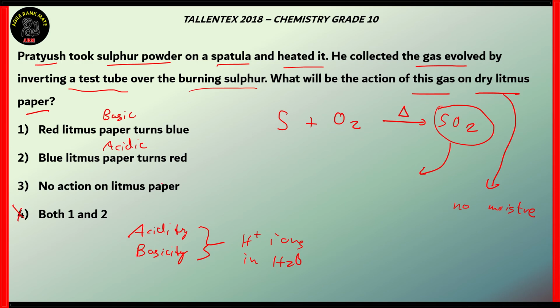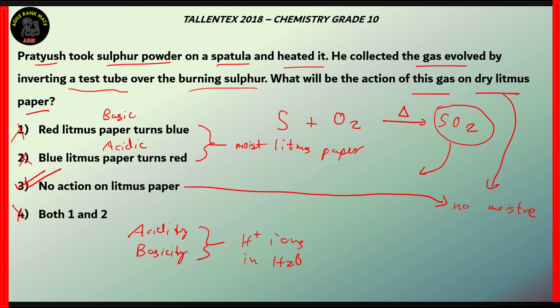However, the right answer here is that there is no action on litmus paper. The reason being that there is no moisture. So options A and B are incorrect. SO2 might be acidic, might be basic, we may never know. But the reason why the change does not occur is the fact that there is no moisture. Both options 1 and 2 have to occur when there is a moist litmus paper.